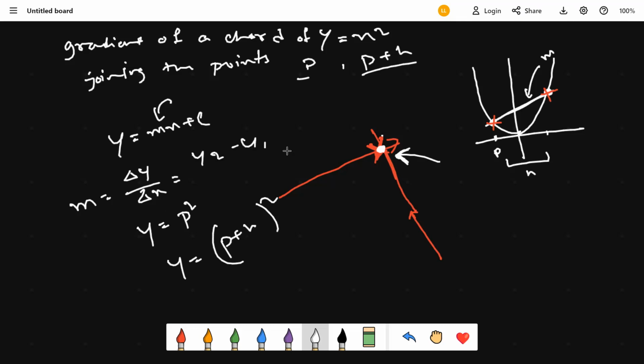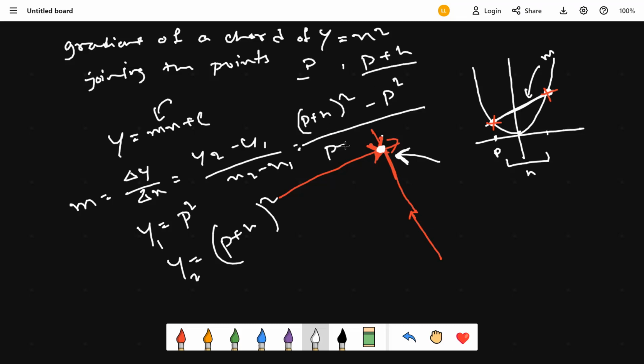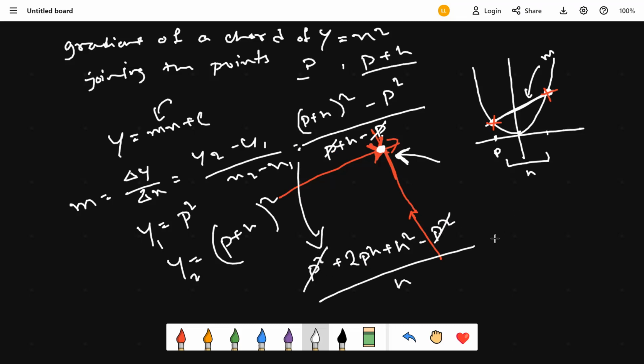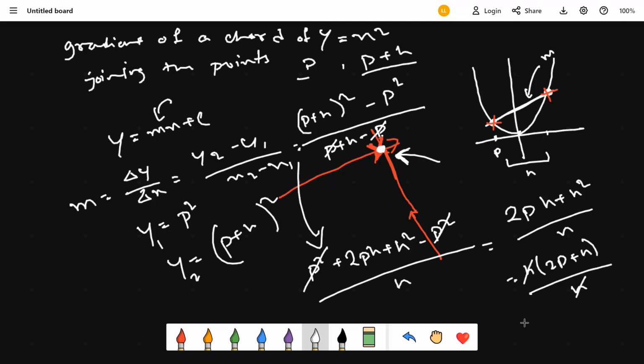Now if we use the formula y2 minus y1 divided by x2 minus x1, that is enough to find the value of the gradient. y2 is p plus h whole square, y1 is p square, and x2 minus x1 is p plus h minus p. So p and p cancel out, and if we break the brackets, that gives p square plus 2ph plus h square minus p square, divided by h. The p square and p square cancel out. We are left with 2ph plus h square divided by h. If we take h common from the numerator, we get h times 2p plus h divided by h. So this h and this h cancel out. Finally, we are left with 2p plus h. So that's our final result.